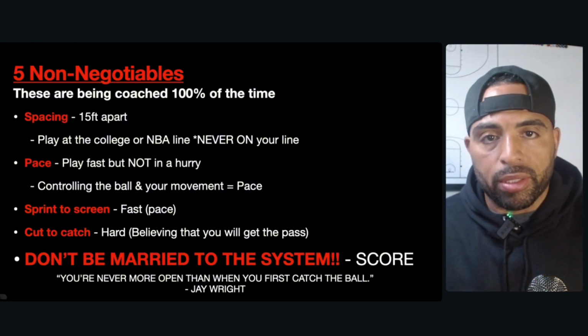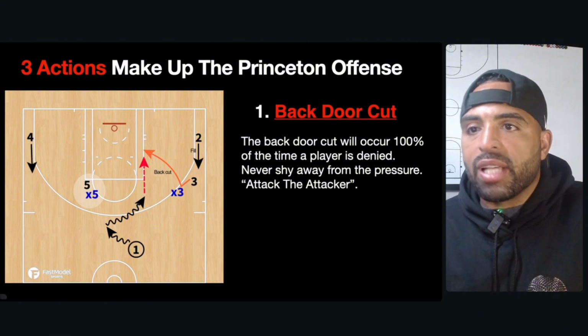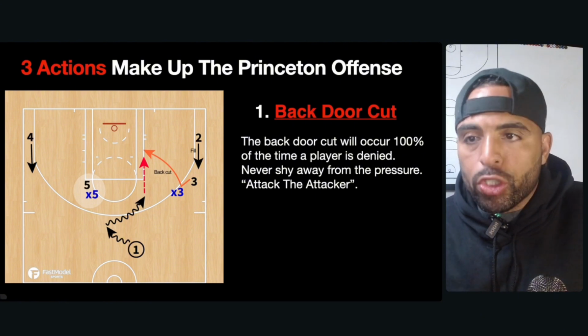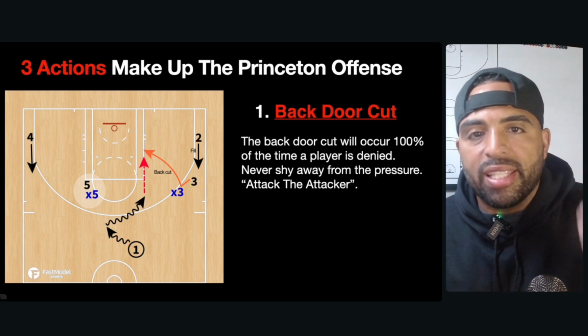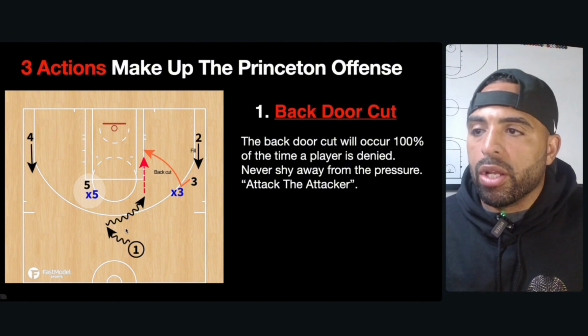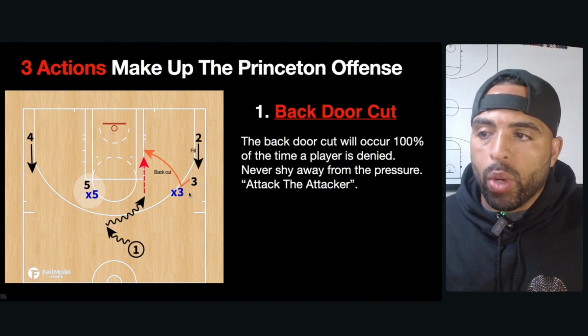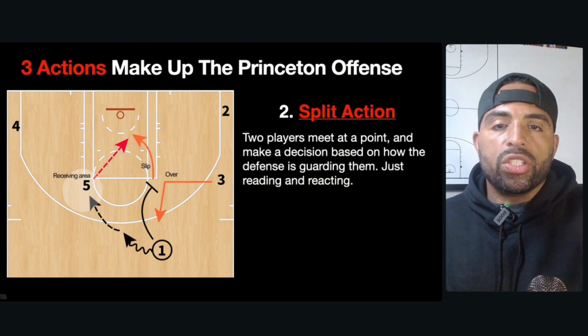In a nutshell, there's 3 actions that completely make up the Princeton offense. The first action is the backdoor cut. The backdoor cut will occur 100% of the time a player is denied. Never shy away from the pressure. We tell our guys, we want you to attack the attacker. Okay, be aggressive at all times. And you can see in the diagram here, X3 is denying 3 on the wing. So 1 will dribble at the butt of X3, and this will trigger a back cut by 3 to receive the layup from 1.